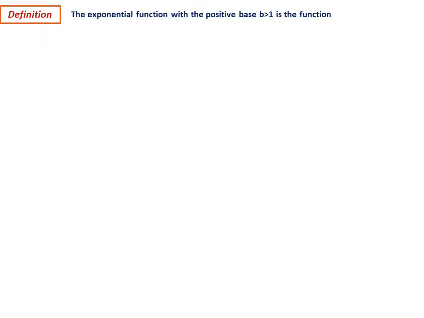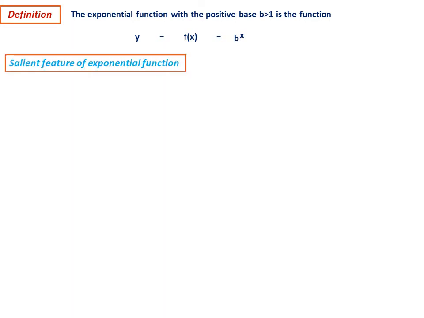Now let us proceed. So the definition of the exponential function is like this. The exponential function with positive base b more than 1, that is the condition, is the function y equal to f of x, that is equal to b power x. Now let us try to understand the important or salient features of the exponential function. First let us draw the graph once again. You take any base b, but the condition is b should be more than 1. This is the approximate graph of the exponential function y equal to b power x.